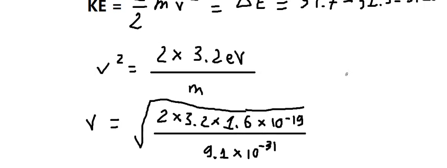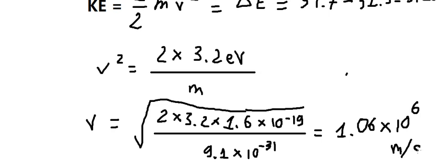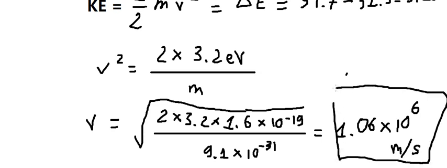So we calculate this number in here, and we have about 1.06 multiplied by 10 to the power of 6 meters per second. And this is the final answer we need to find in here.